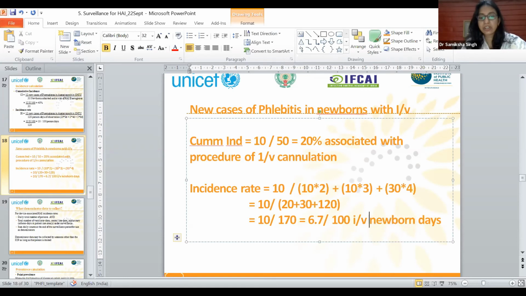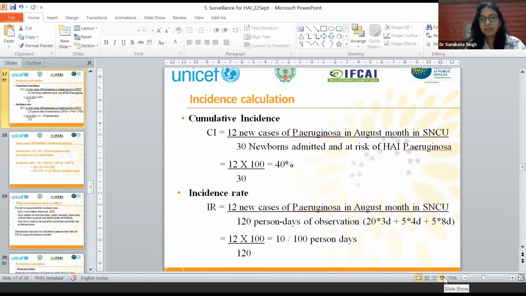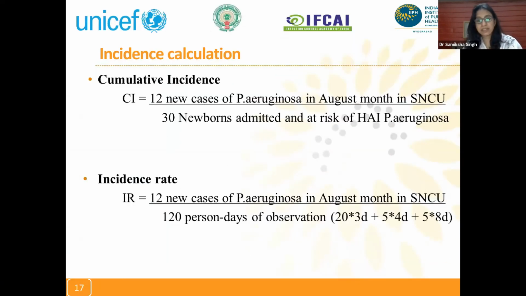So if one child has been IV cannulated for 100 days, then its chances of getting infection is 6.7 times. Or if 100 children are IV cannulated for 1 day each, 6.7 will develop phlebitis. That is how you interpret your results. So we tell you to begin with calculating cumulative incidence, and once you get into a habit of using cumulative incidence for surveillance, then you can go towards calculating incidence rates for more sophisticated results.